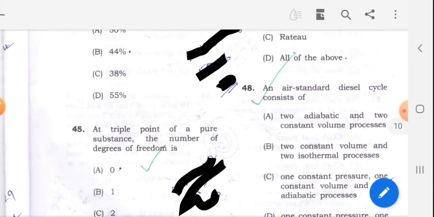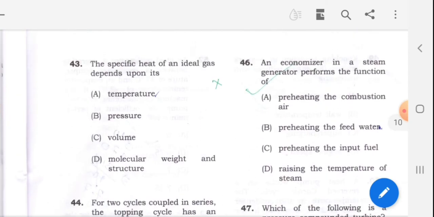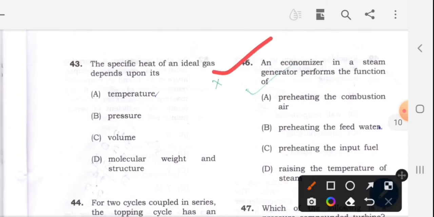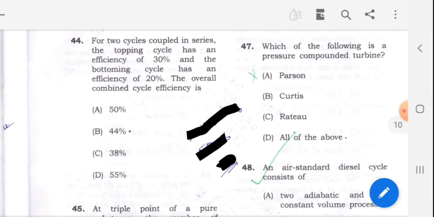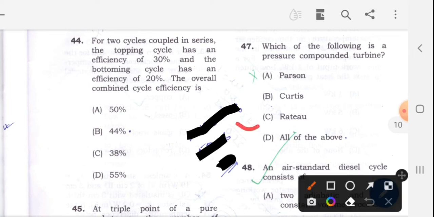Let's move on to the next question, which is question 46. An economizer in a steam generator performs the function of... Option B is the correct answer for 46, preheating the feed water. Next is 47. Which of the following is a pressure compounded turbine? Here option C, Rateau turbine, is the correct answer for question 47.